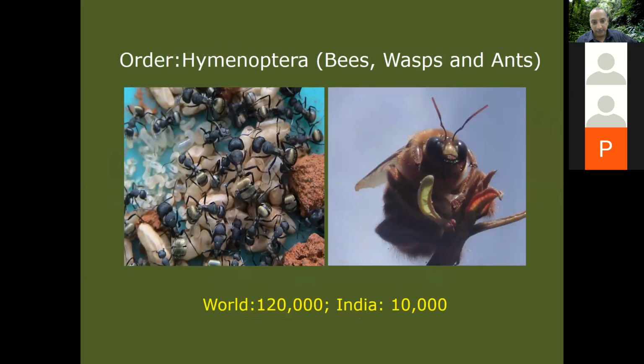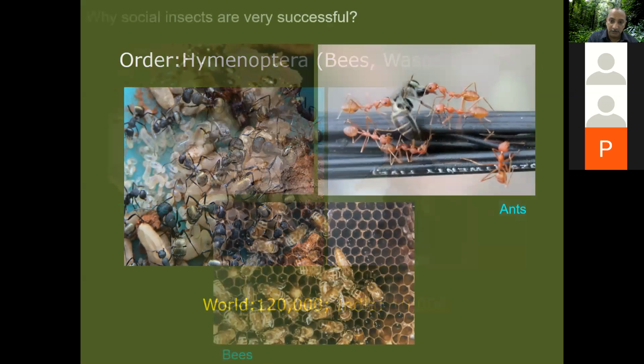Then comes the most common and very well known group, Hymenoptera. These are bees, wasps, and ants. They are very ubiquitous and found everywhere, highly successful, with more than 10,000 species. For example, in India, we have more than 800 species of ants alone. So you can imagine. Then there are several parasitic hymenopterans and pollinating wasps, bees, all groups.